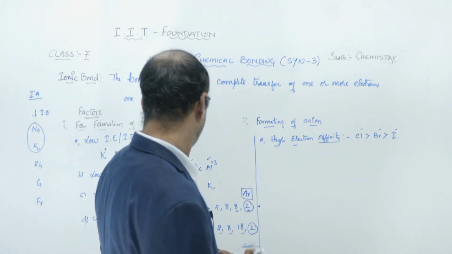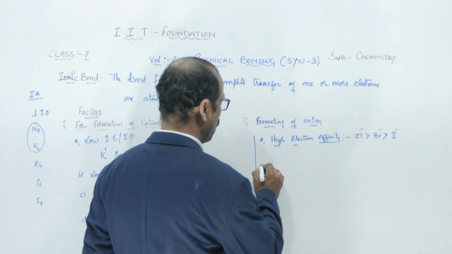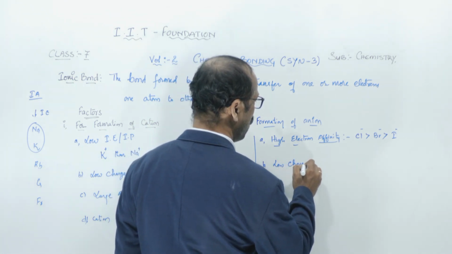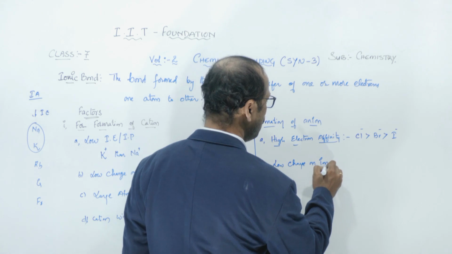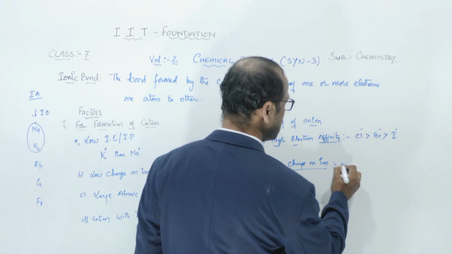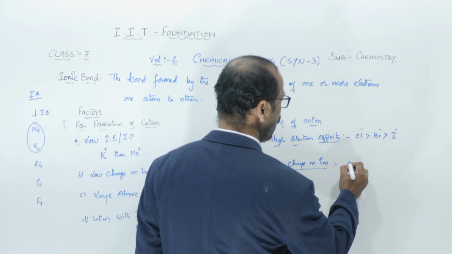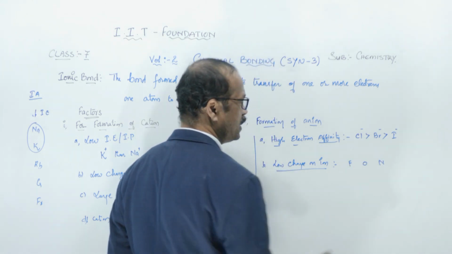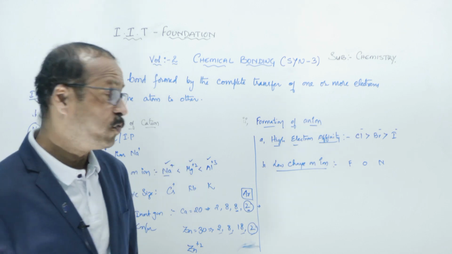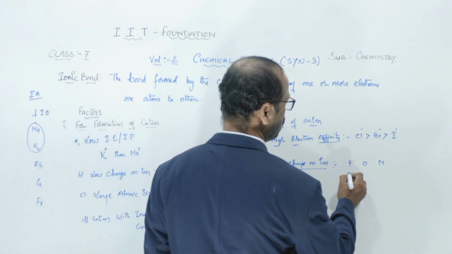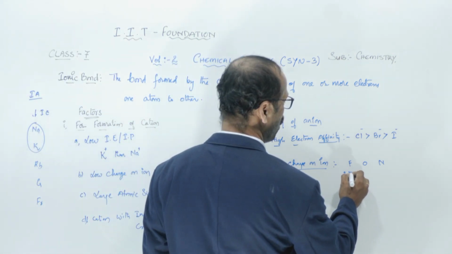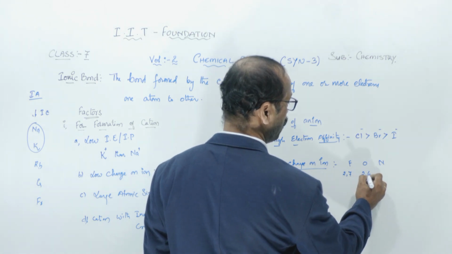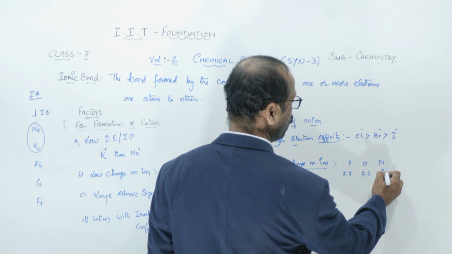Now the second one is low charge on the ion. What does low charge on ion mean? For example, take fluorine, oxygen and nitrogen. I am taking 3 elements here. Fluorine's atomic number is 9, you know that. 9 means the electronic configuration is 2, 7. Oxygen is 8, so 2, 6. Nitrogen is 7, so 2, 5.